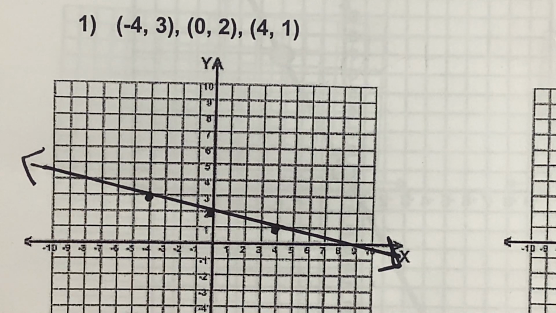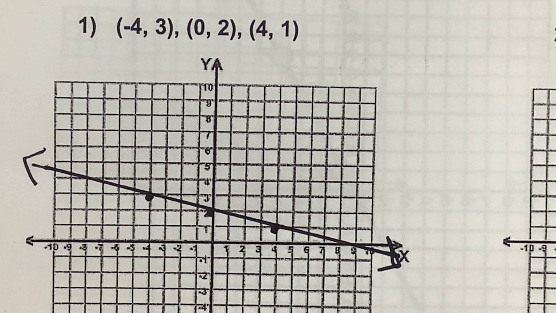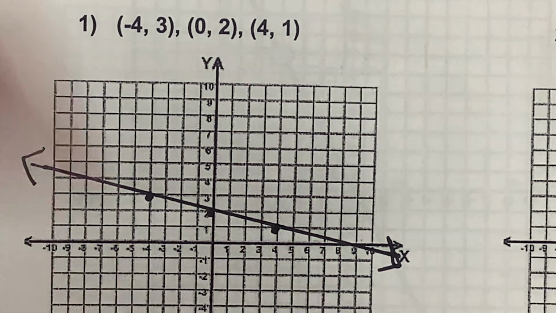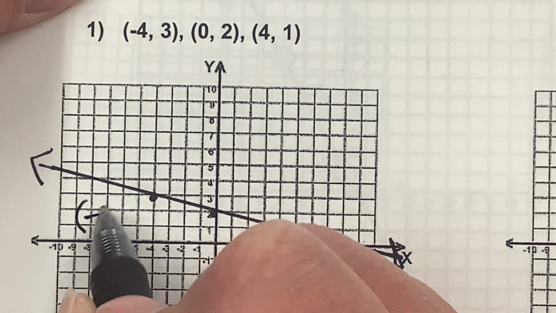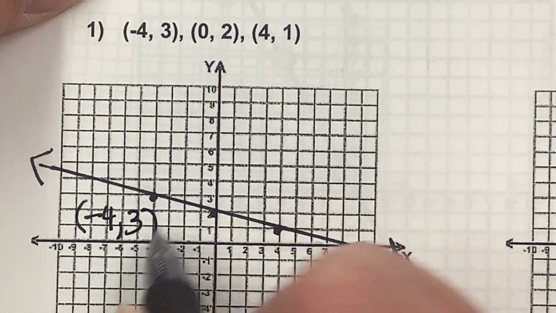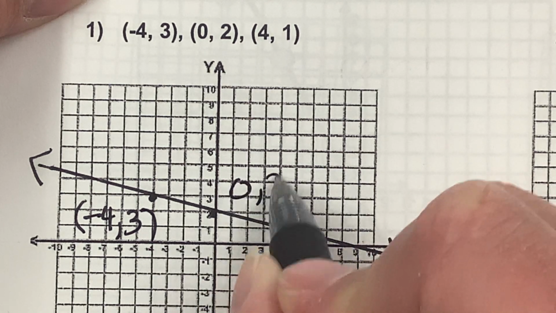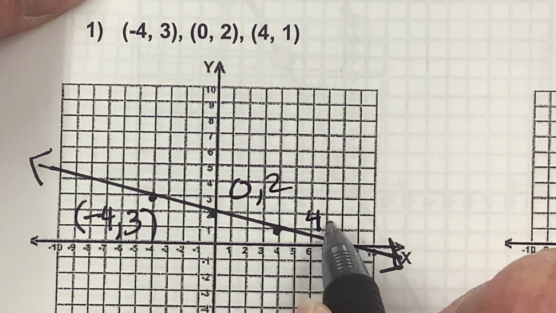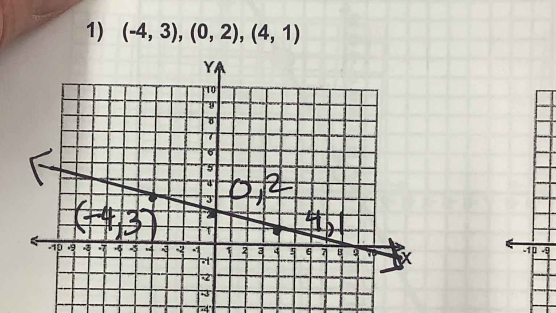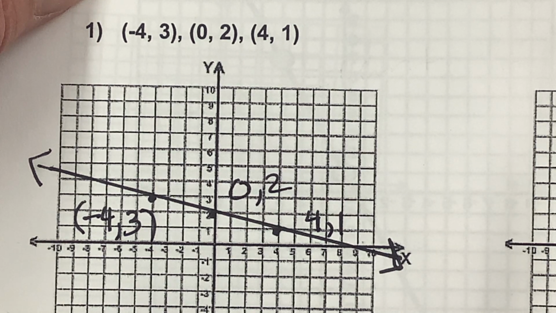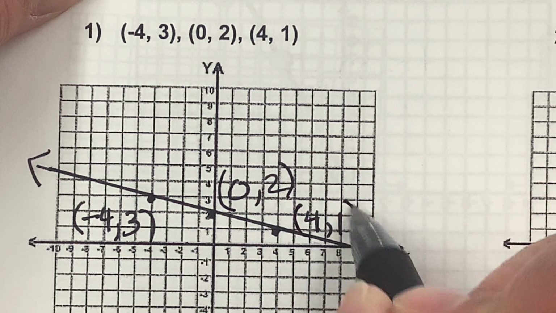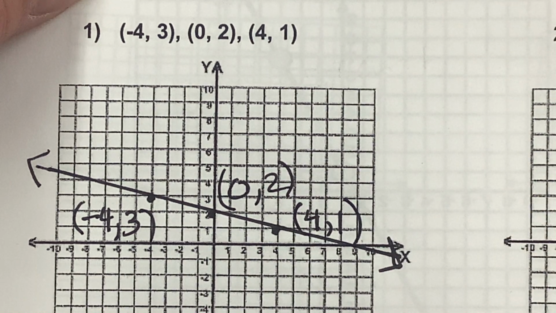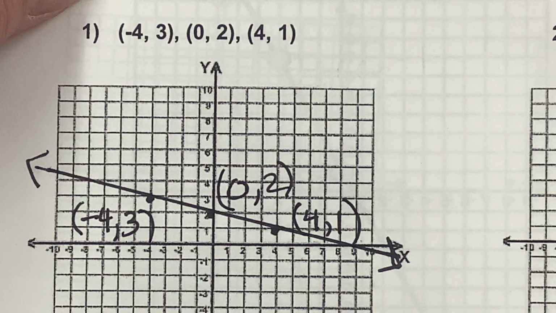And then write the points here because we don't know what the equation of this line is, and we do have to label it somehow. So just label the points that are given. -4, 3, 0, 2, and 4, 1. Oh, I would get this wrong because I did not put my parentheses. In order to label points, you have to have the parentheses around them. That's what makes them an ordered pair.